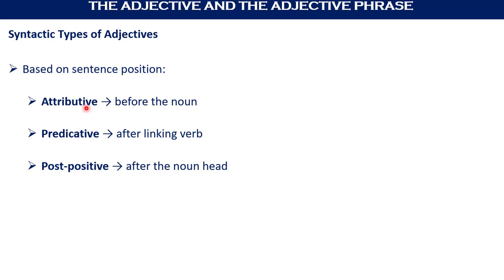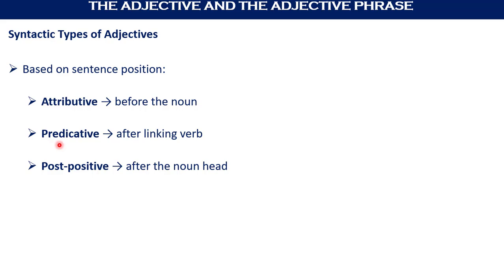One is that the adjective can be attributive. If an adjective is an attributive adjective, it means that it is positioned before the noun. For example, the tall man. Tall is attributive because it comes before man.